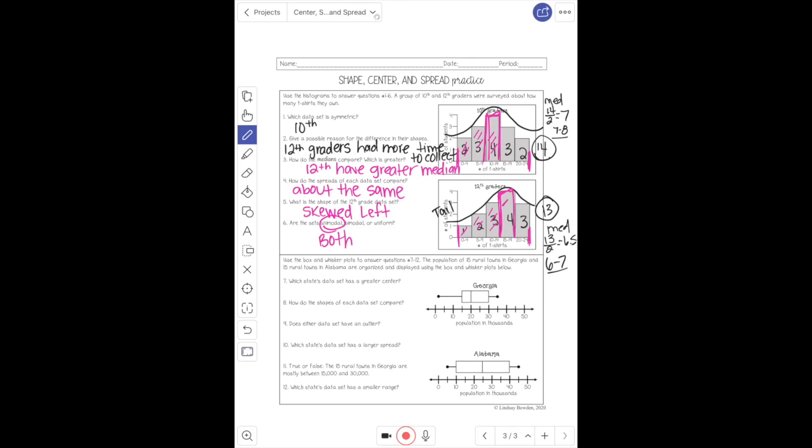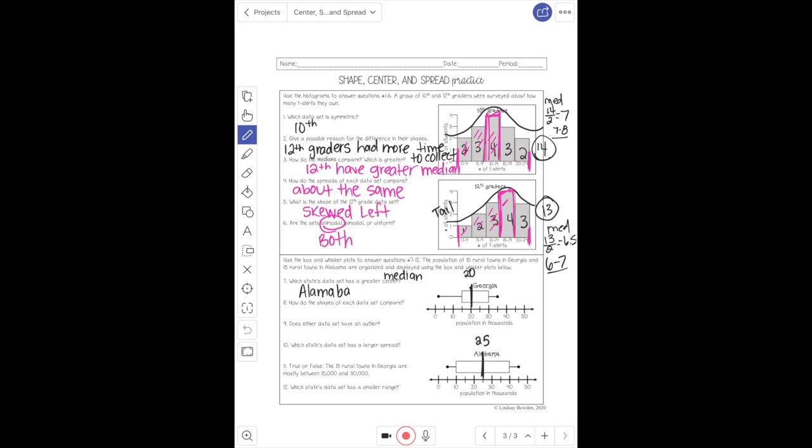Now, it says, which state's data set has a greater center? So I'm assuming here that for the center, we're going to be talking about the median. And the reason we're going to be talking about the median is because we can't determine the mean from a box and whisker plot. So this one has a median at 20. And Alabama has a median at 25. So Alabama has a greater center.